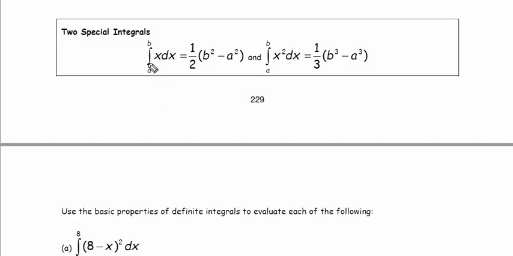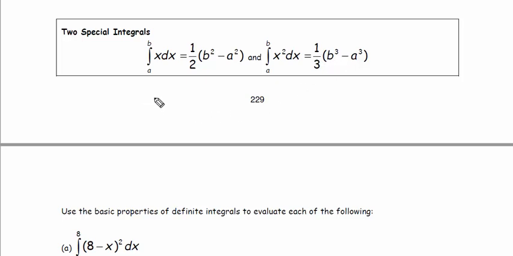So the integral from a to b of x dx is 1/2 times b squared minus a squared, and the integral from a to b of x squared dx is 1/3 times b cubed minus a cubed.